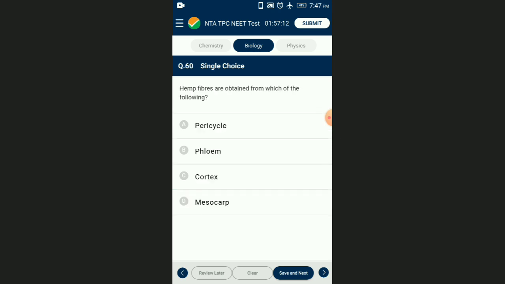Question number 60. Hemp fibers are obtained from which of the following? Hemp fibers are a kind of bast fiber which are multicellular and situated in the cortex of the stem and encircle the core, cambium and xylem layer. The fibers are made of primary and secondary single fibers and usually take a pericyclic form. So the answer is cortex, option C.